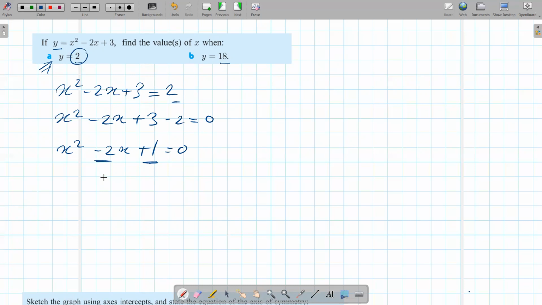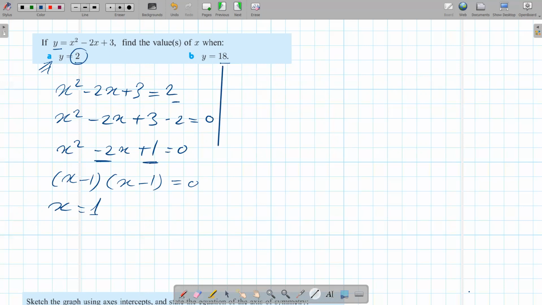Could you please help me in that, Ya'la? 1 and 1. Negative 1 and negative 1. Completely right. Thank you. Then x minus 1 times x minus 1 equals 0, then x should equal 1. This is the first question.